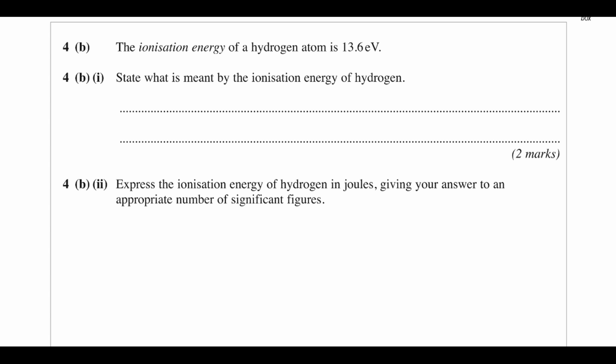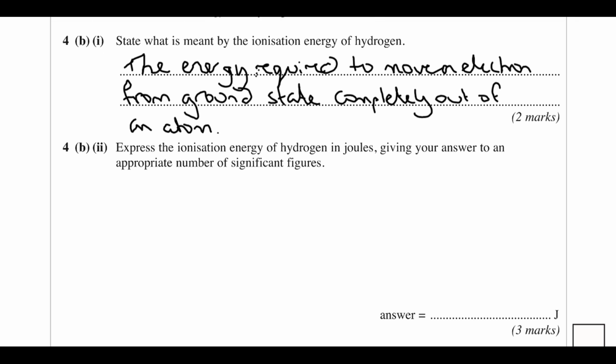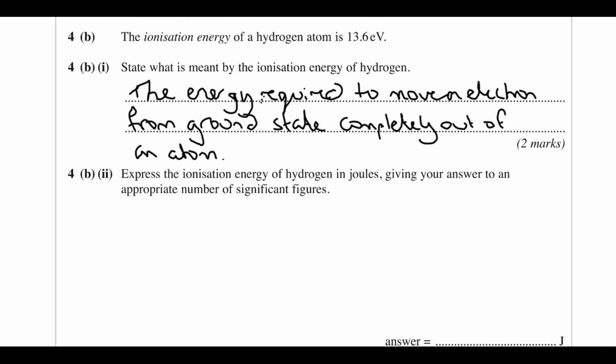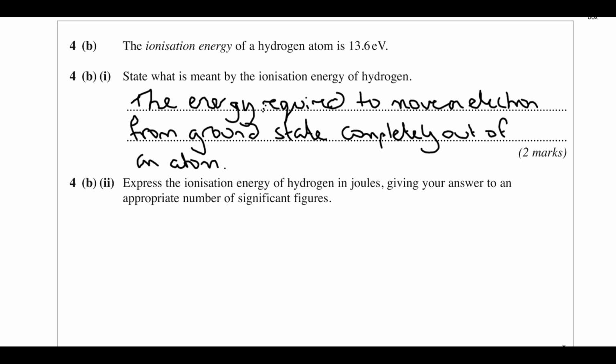So this is the energy required to move an electron from ground state to an ionized state, so remove it completely from the atom. So that's the definition of ionization energy, to go from ground state to completely outside the atom. Express the ionization energy of hydrogen in joules, giving your answer to an appropriate number of significant figures.